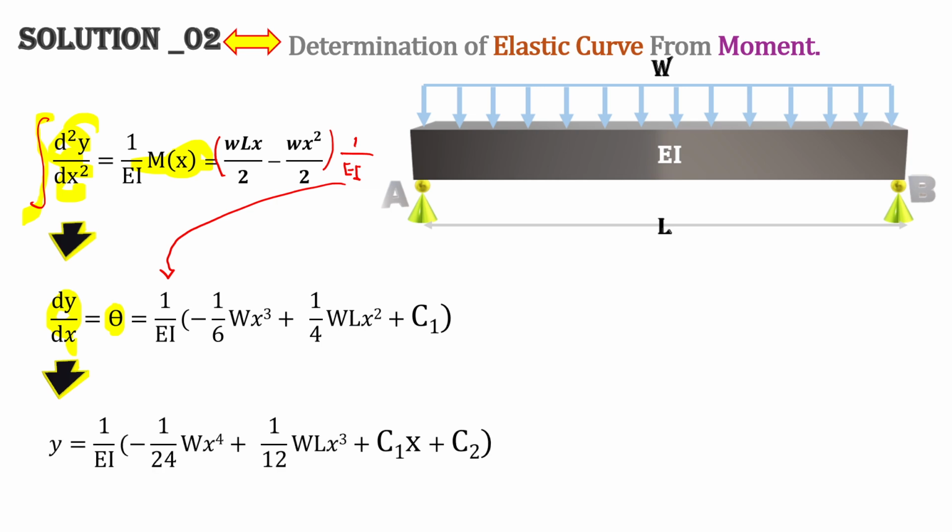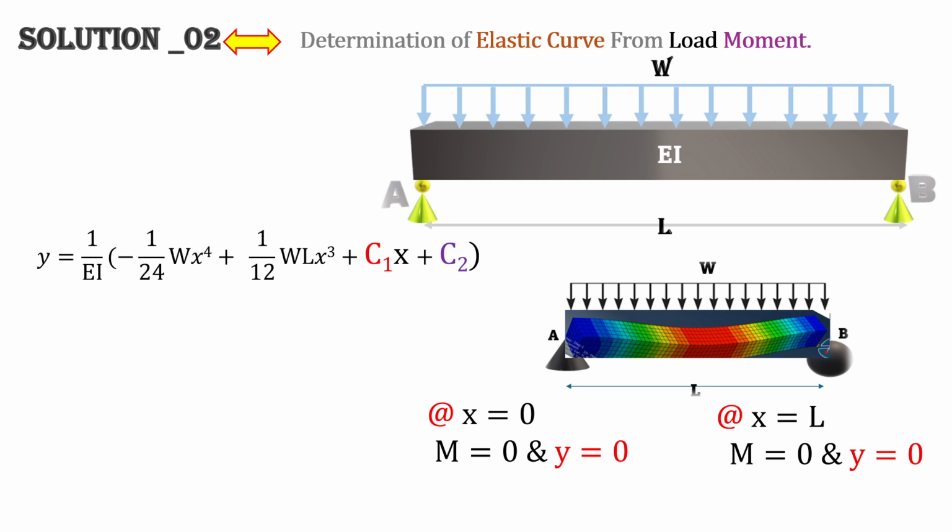Then from theta, again, we integrate theta to get delta. So integration of theta gives us the delta function, and definitely another constant added to our problem. So this is C2 and this is C1, due to two integrations, each time a constant added to our equation. So we have the function of y, and now let's jump to the boundary conditions.